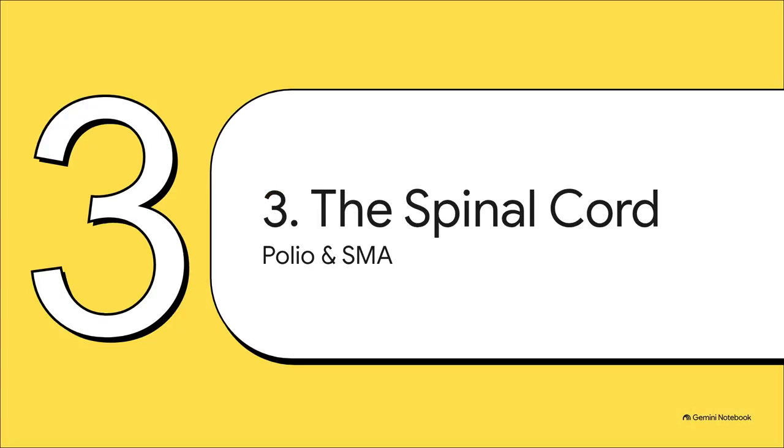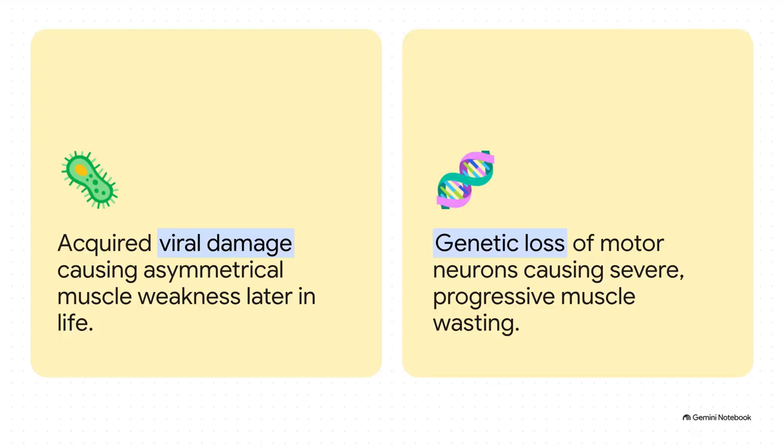All right, Section 3, we're moving down to the spinal cord. Here we'll look at polio, post-polio syndrome, and spinal muscular atrophy. So we're traveling further down that anatomical pathway, leaving the brain and entering the spinal cord. Here we run into 2 totally different conditions that both end up damaging crucial motor neurons. First up, poliomyelitis and post-polio syndrome, or PPS. This is actually an acquired viral infection. It often causes asymmetrical muscle weakness, meaning one leg or arm is significantly more affected than the other, sometimes even decades later.